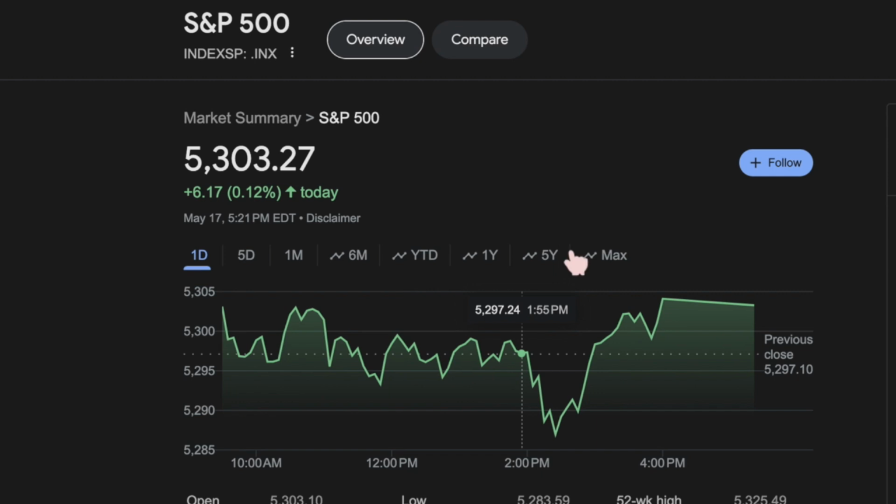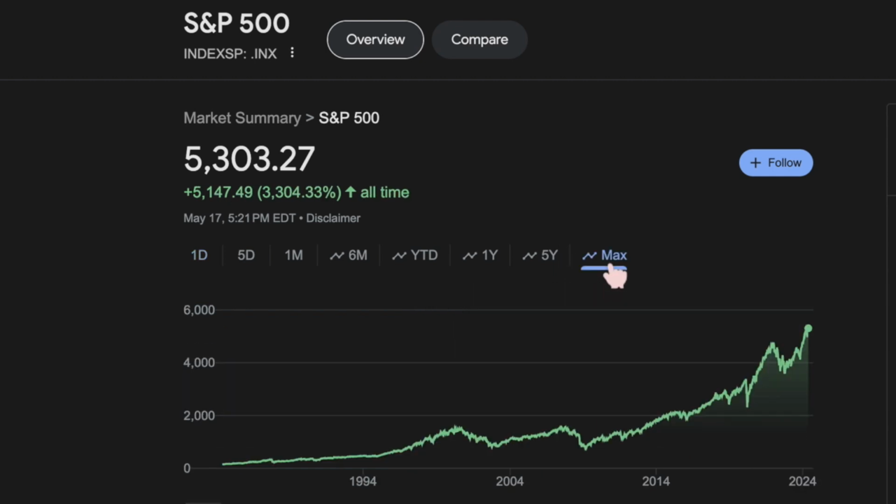The next thing that I want to talk about is the US stock market, and here we are going to look at the S&P 500, which is the 500 largest US companies by market cap, and it kind of indicates the overall sentiment about the US stocks.